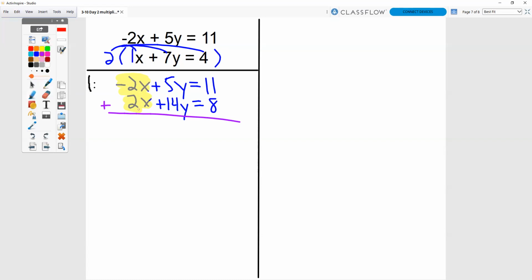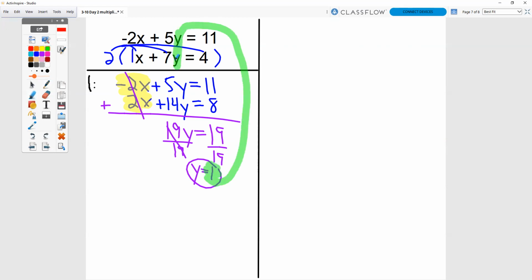So now I want to add going down, and those x's will cancel out. So now I have 19y equals 19. Divide by 19, divide by 19, and I get y equals 1. Now that I have y equals 1, I can take and sub that 1, y equals 1, into here or here. All right, I think that second equation is a little bit easier.